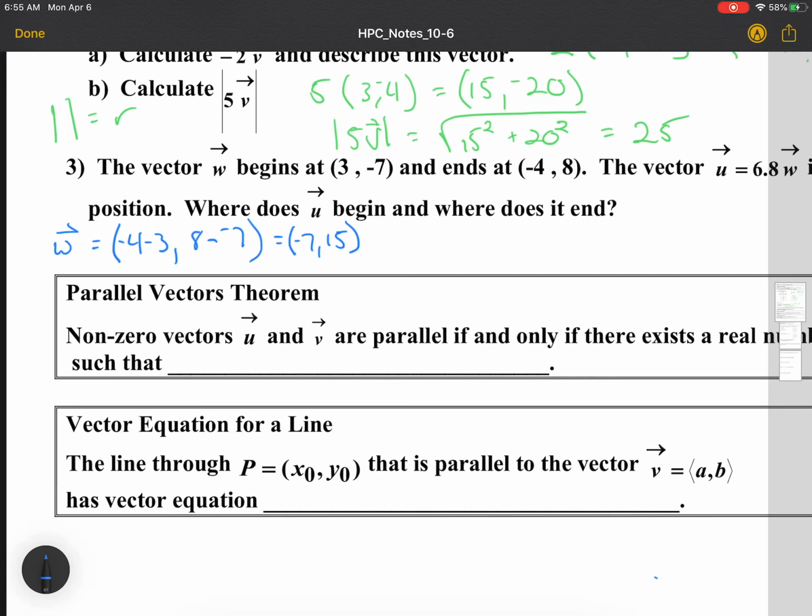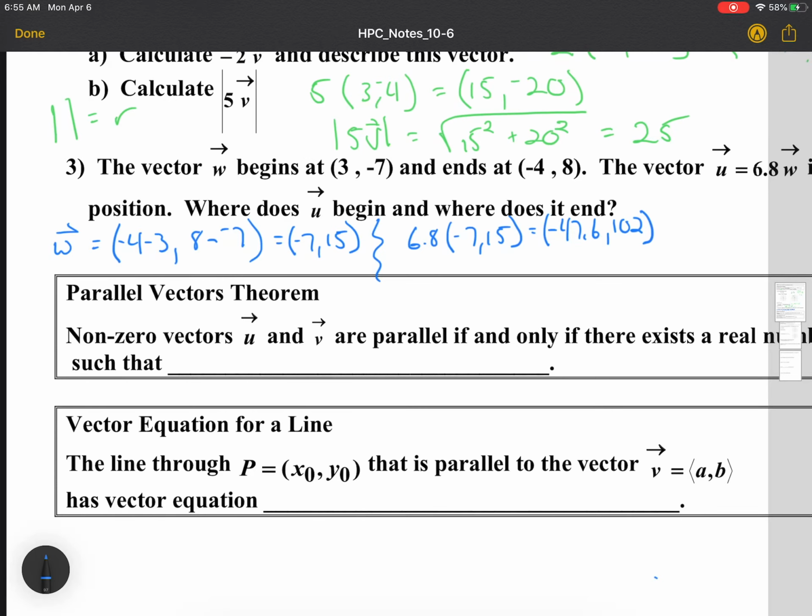Okay, and then it tells us that vector u is 6.8 times our w, in standard form. But we already converted to standard form, so now we can do 6.8 times -7, 15. That should give you -47.6, 102.